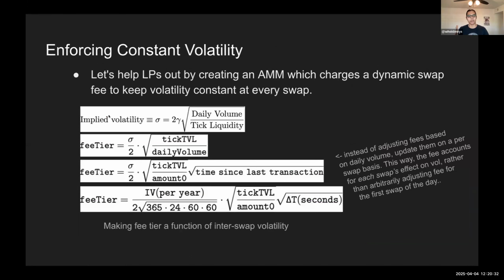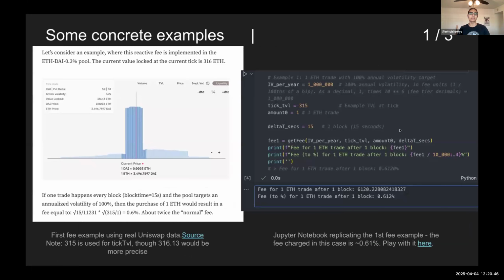We take our implied volatility function we were just showing, and we do a bit of algebra to rearrange it such that fee tier becomes a function of volatility. And then we're going to go ahead and set this implied volatility target. So this is what the constant volatility AMM is.